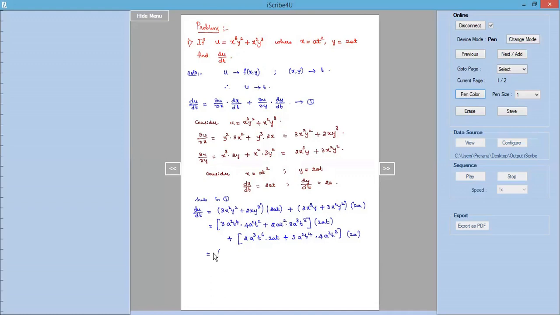So 4 into 3 gives us 12 a power 4 t power 6, plus 8 into 2, 16 a power 4 t power 5, multiplied by 2at, plus 4 a power 4 t power 7 plus 12 a power 4 t power 6 multiplied by 2a.